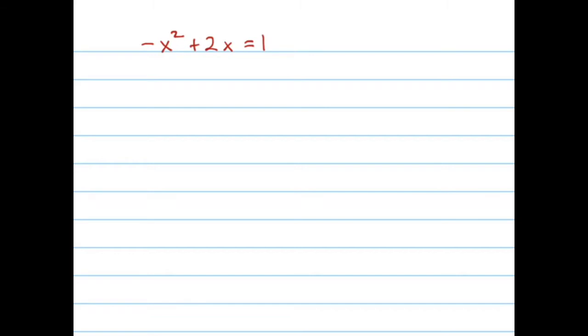So, what was our first step? Subtract 1. Yep, get everything on one side. And then we change it to y equals, and we graph it. Right?